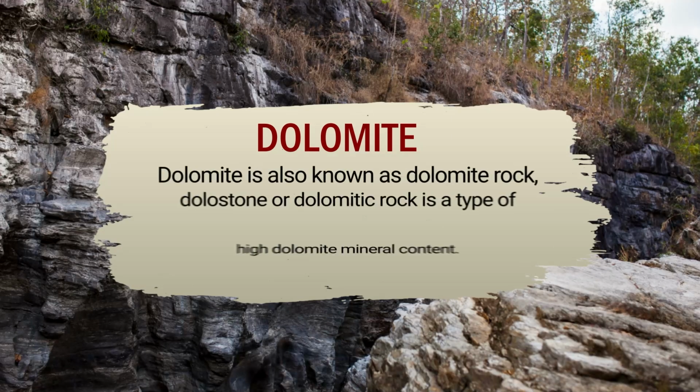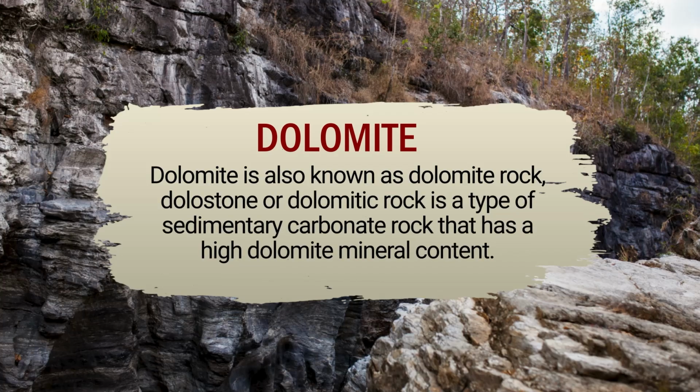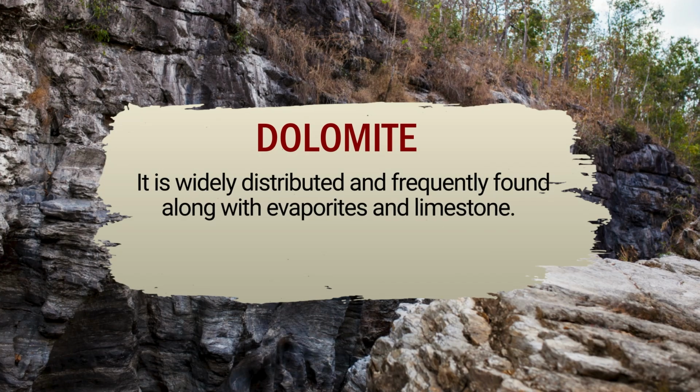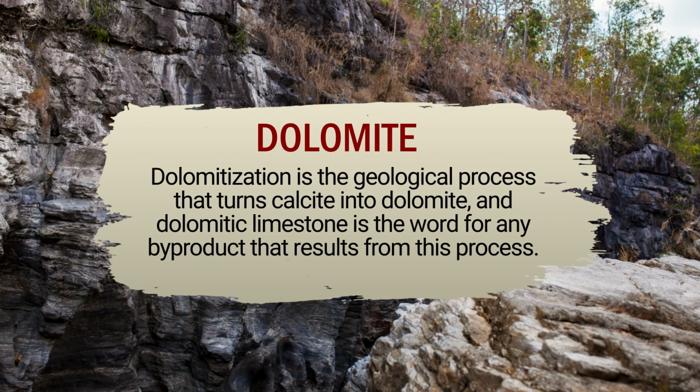So, another non-clastic sedimentary rock we will talk about is dolomite. Dolomite is also known as dolomite rock, dolostone or dolomitic rock. This is a type of sedimentary carbonate rock that has a high dolomite mineral content, and it is widely distributed and frequently found along with evaporites and limestone. So, dolomitization is the geological process that turns calcite into dolomite, and dolomitic limestone is the word for any byproduct that results from this process.